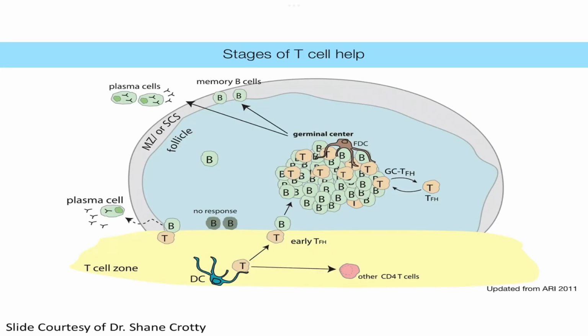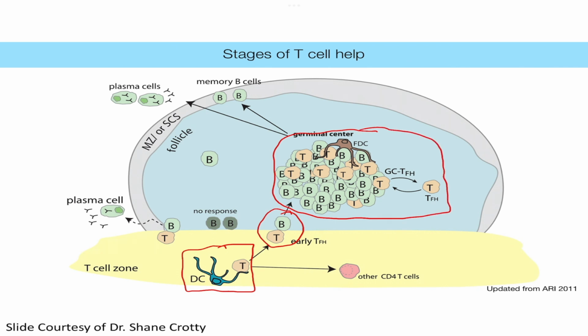You can also see our T cell being activated with the dendritic cell in the T cell zone. Our B cell, and then eventually our T cell and our B cell are going to interact. You can then see our germinal center forming with a follicular dendritic cell, T cells and B cells. And that's going to allow our B cells to differentiate. Eventually, we're either going to have memory B cells or plasma B cells leaving. All of this is happening in the B cell follicle.